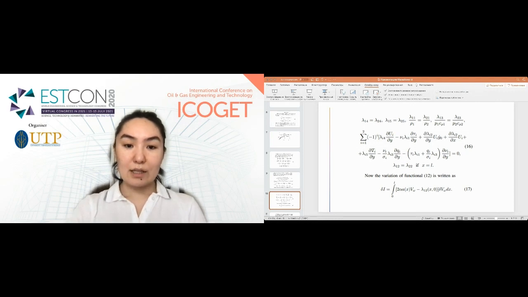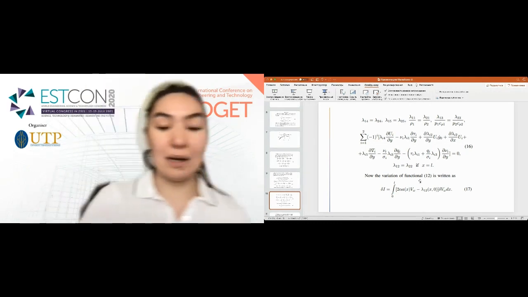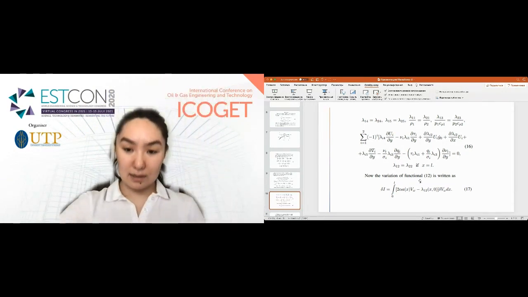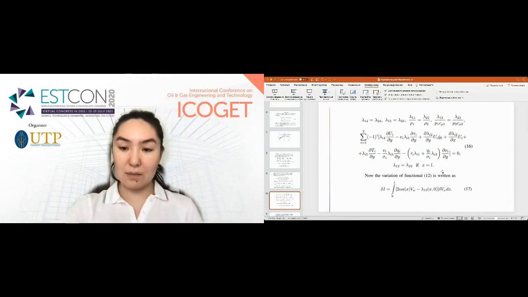When integrating, we assume that sigma y0 of 0 is equal to 0, equating the coefficients of free variations to 0. In formula 20, we obtain the conditions on the boundary surface. Now, the variation of functional number 12 is written as formula number 17.